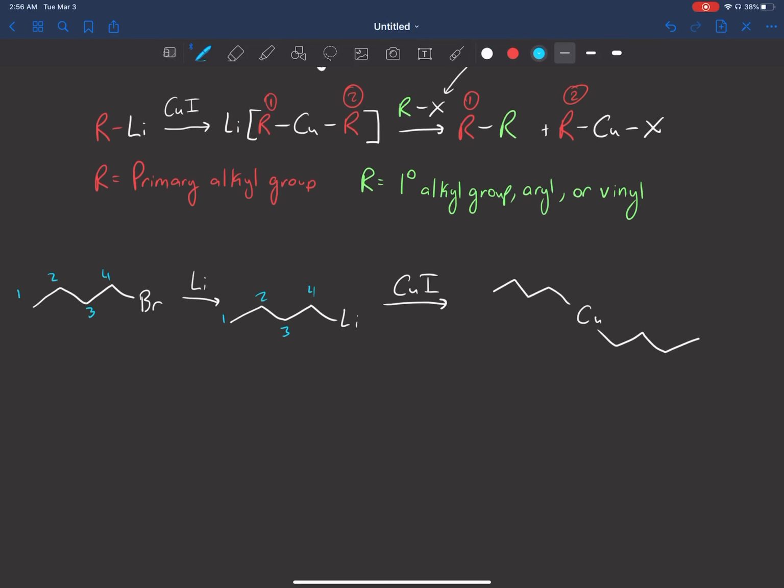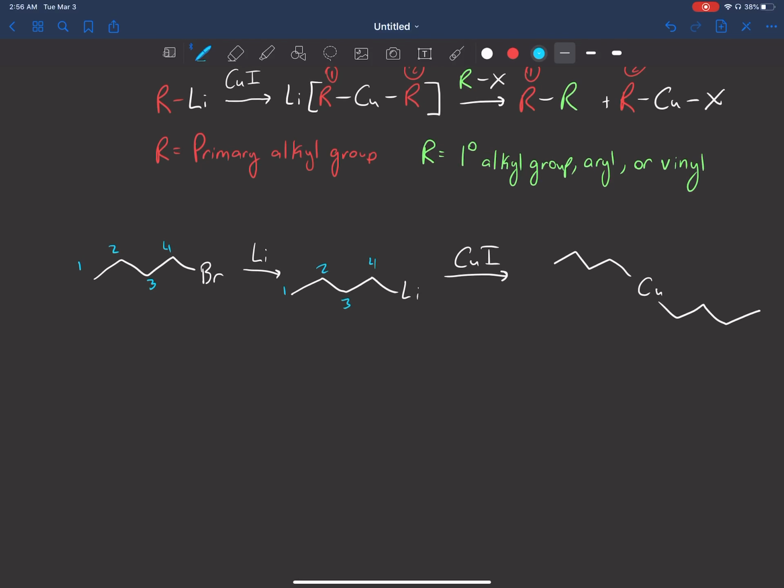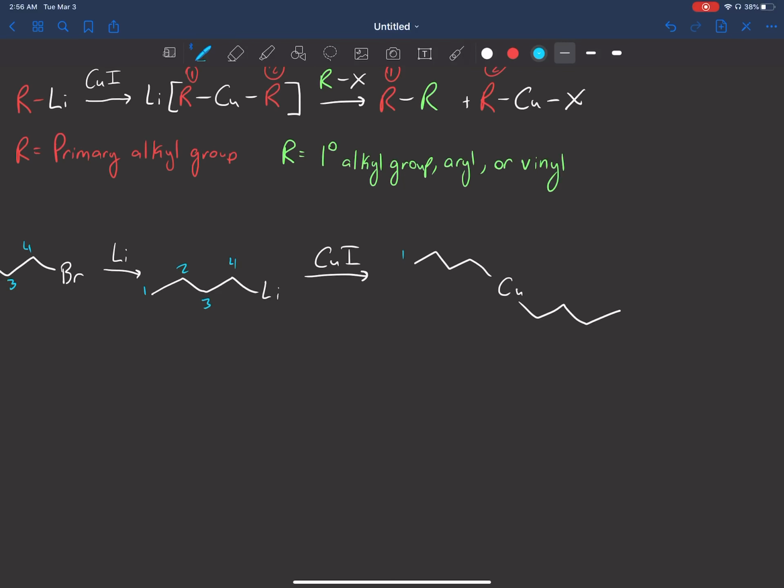And let's number our carbons. So on our carbon chain, we had 4 carbons, so we should have the same here. 1, 2, 3, 4. Checks out. 1, 2, 3, 4. Checks out. All right. Remember, there are 2 of them. Now what we have to do is react it with our compound, right?